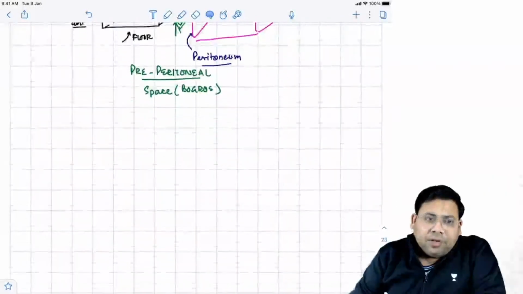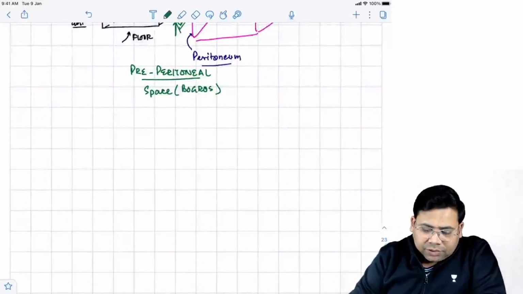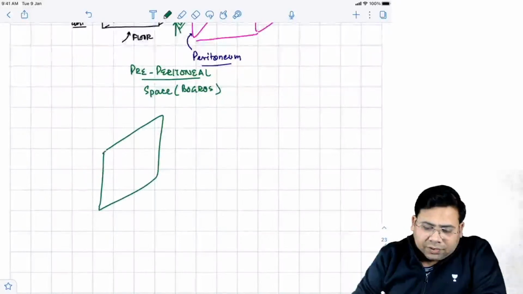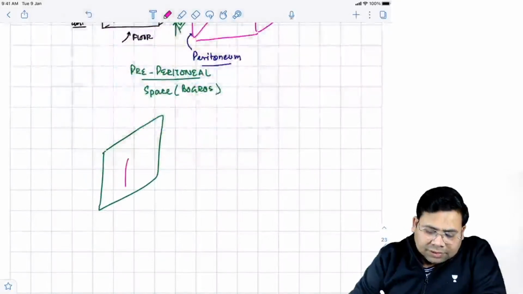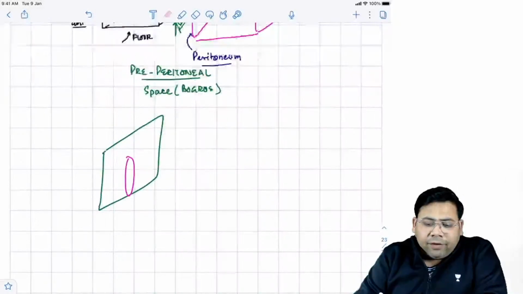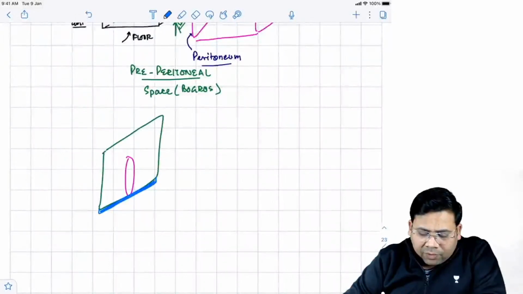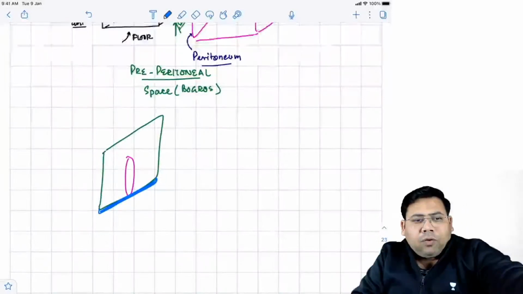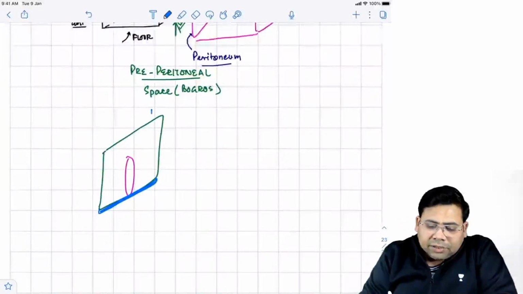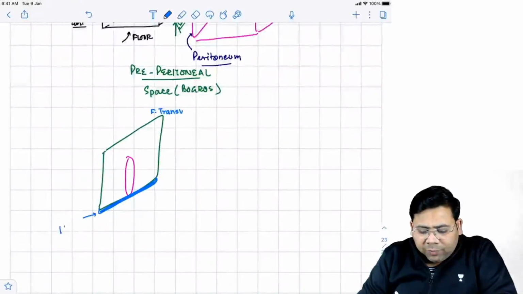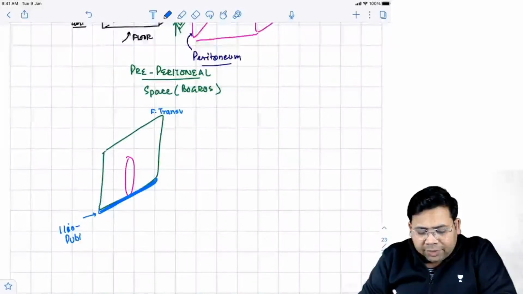Now let us try to develop that orientation. Just see, students. Imagine this to be fascia transversalis. What is this? This is the deep ring. Everyone knows who is forming the base of the deep ring. The lower end of the fascia transversalis is rolled upon itself to form something known as the iliopubic tract. Are you getting this? Iliopubic tract.